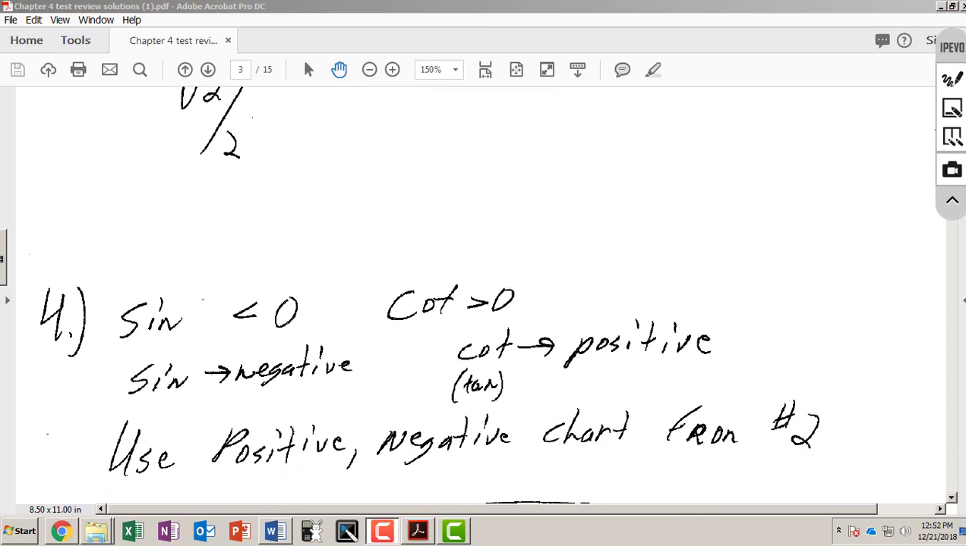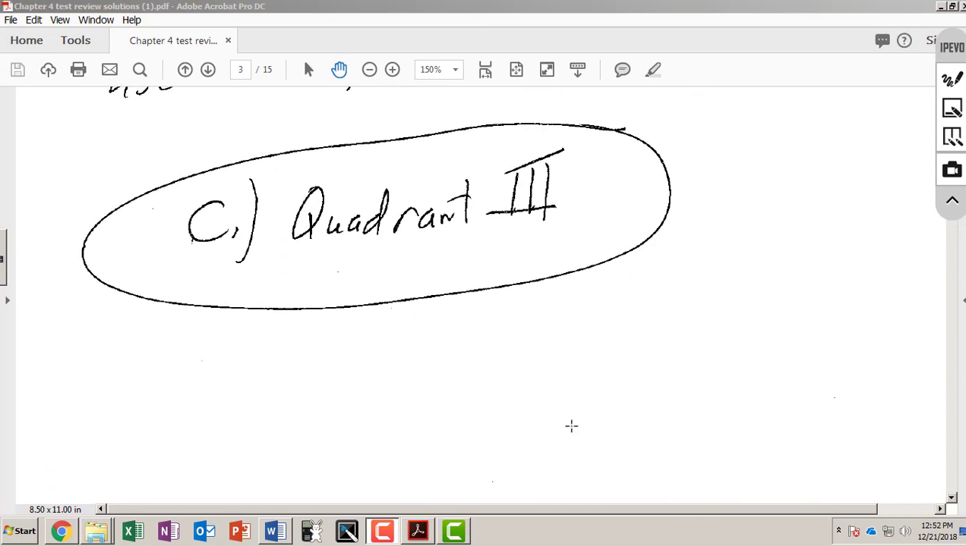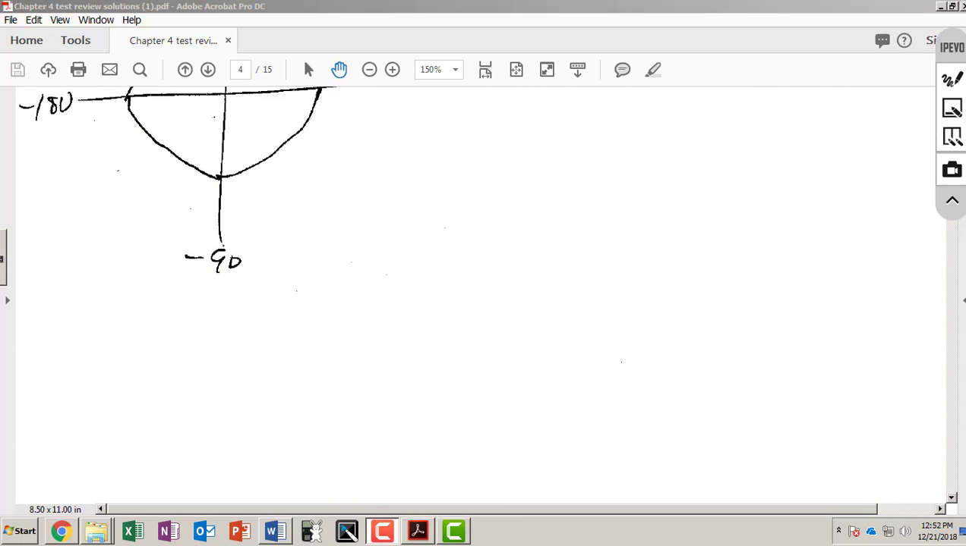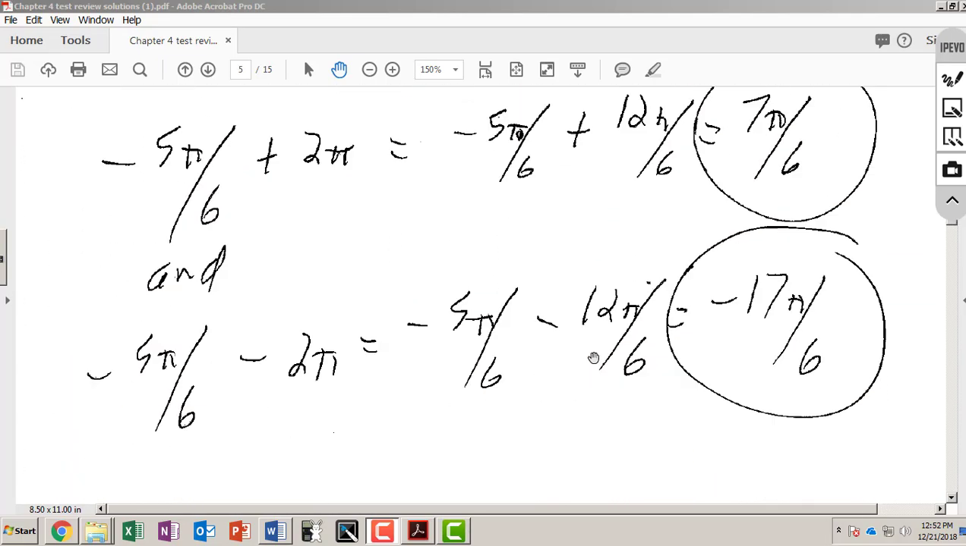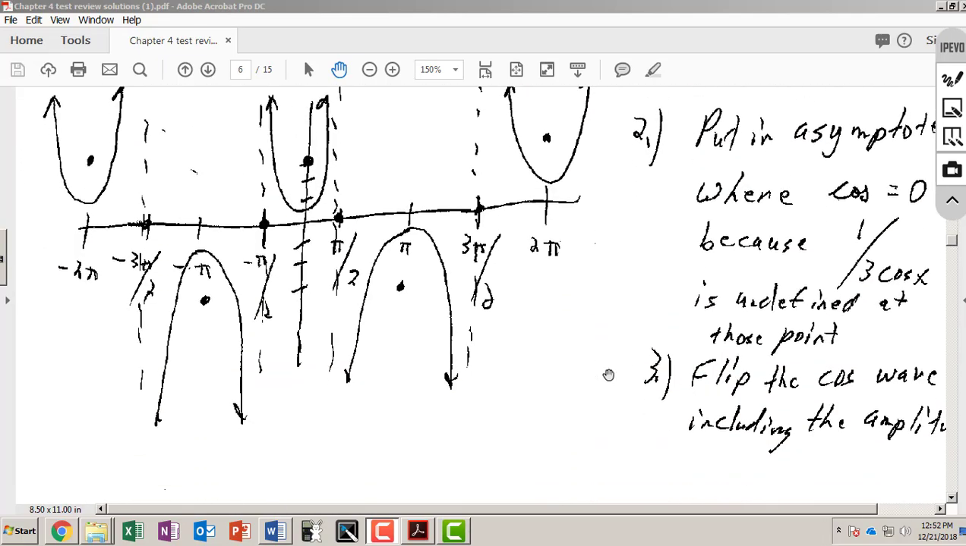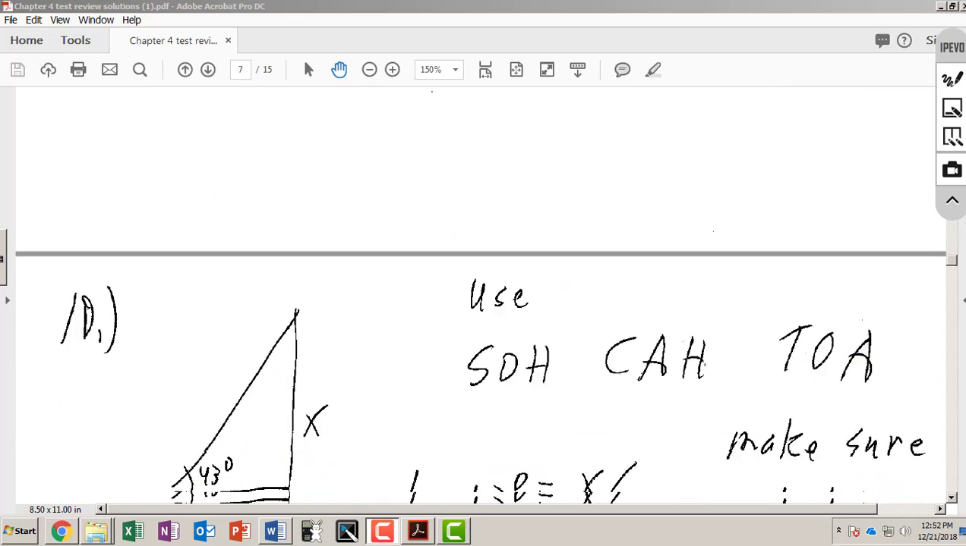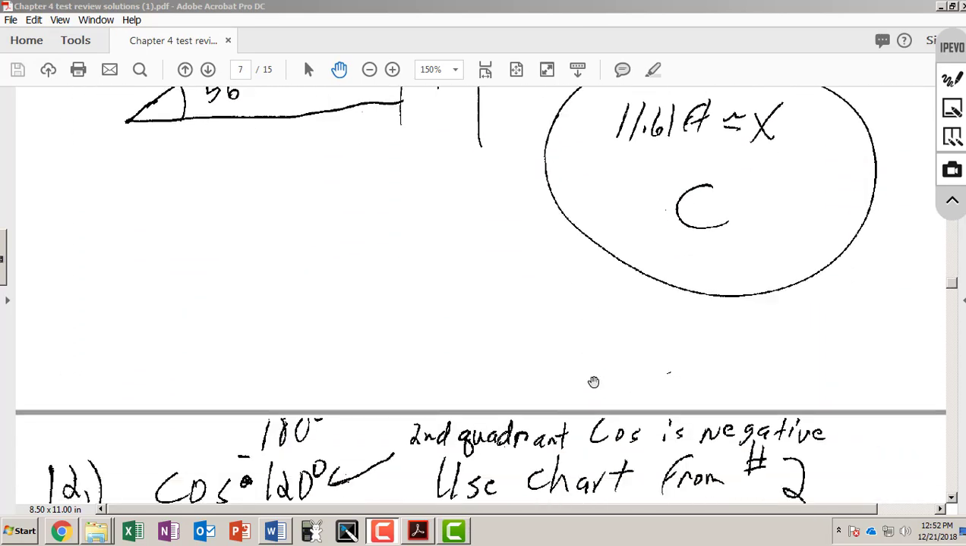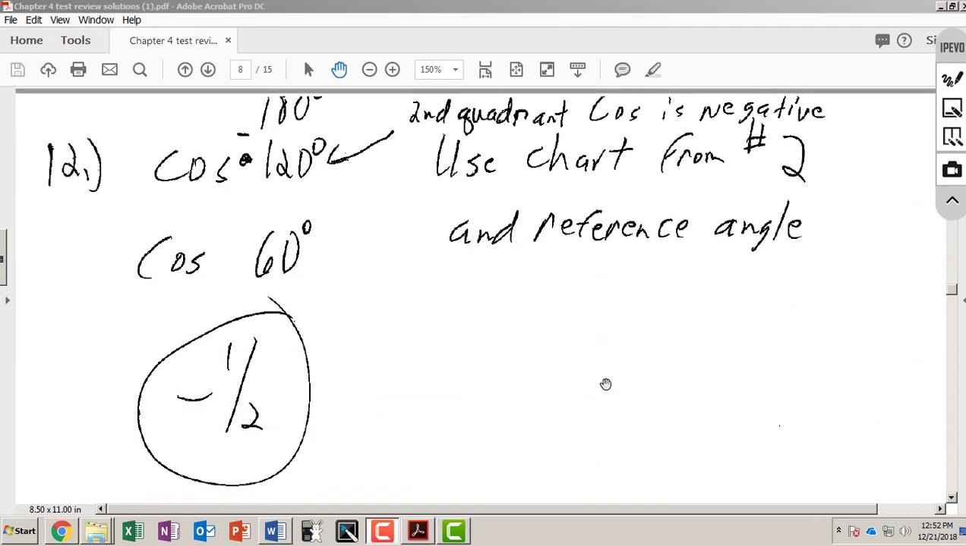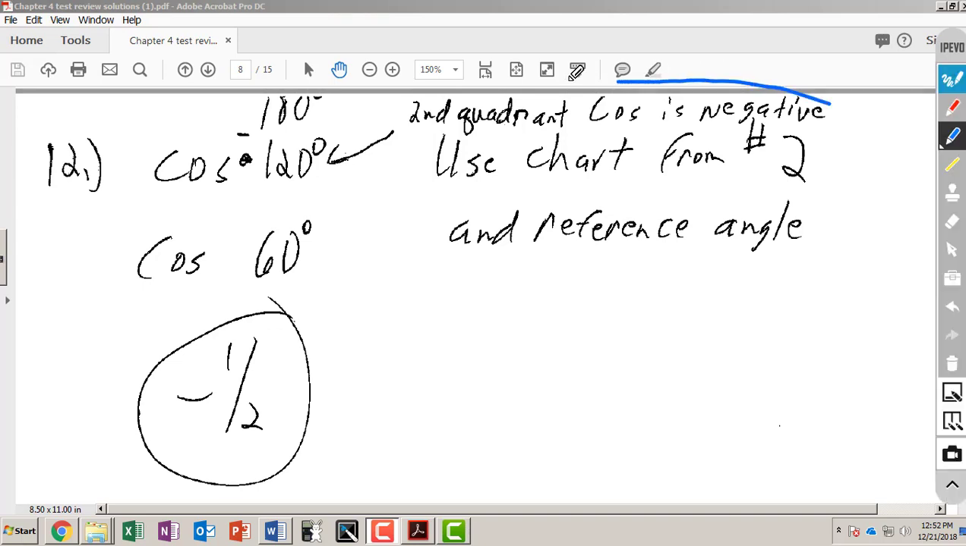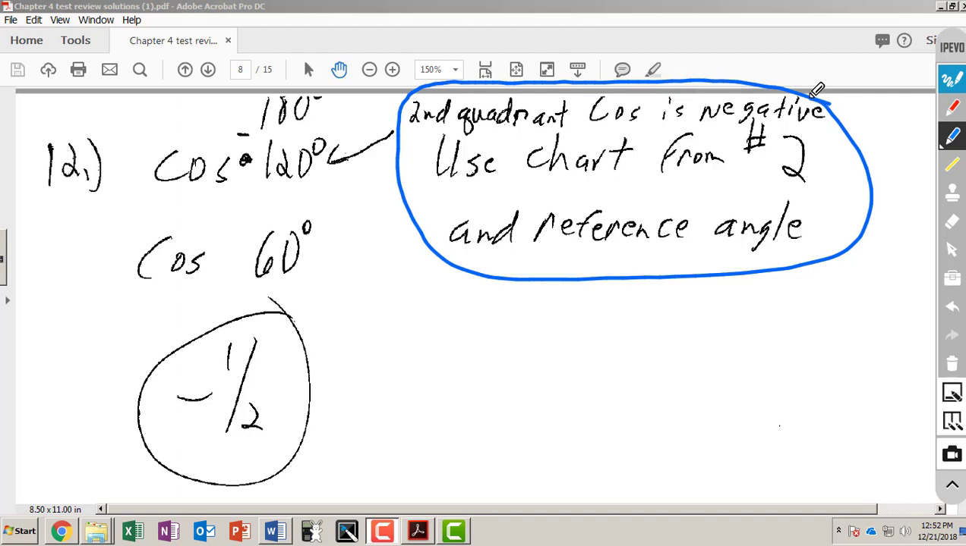So that means that my answer, if we go ahead and scroll back down to this problem that we're looking at on number 12, you're going to notice that it is a coordinate of 1/2, and since that is in the second quadrant, that would be a negative 1/2 as your answer. So don't forget on number 12 to check both charts. Again, just a reminder, it says second quadrant is negative. Use the chart from number 2 and your reference angle. So here were all your charts that we wrote down on number 2. So here's our answer, which is negative 1/2.